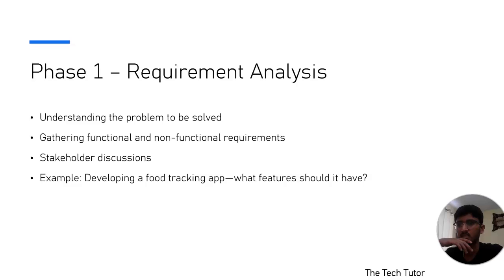Coming to the first phase, the requirement analysis phase. The first step in building software is understanding the problem you are solving. We should know the problem that we're solving. This is called requirement analysis. Some key tasks in this phase: identify user needs, define your functional and non-functional requirements, and gather input from your stakeholders. For example, let's say we're building a food tracking app.